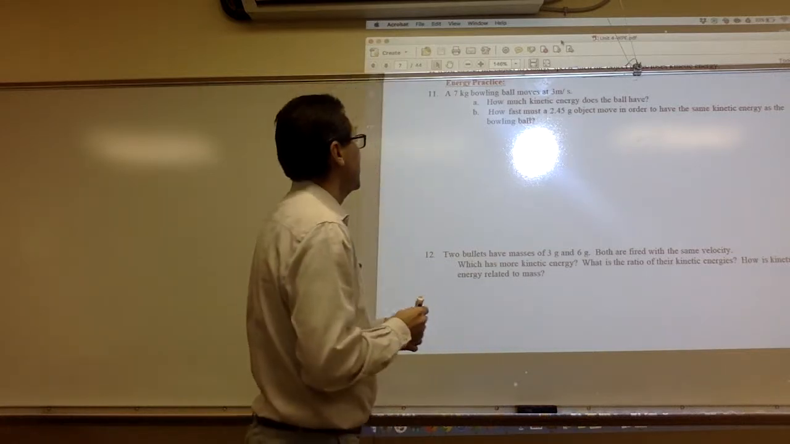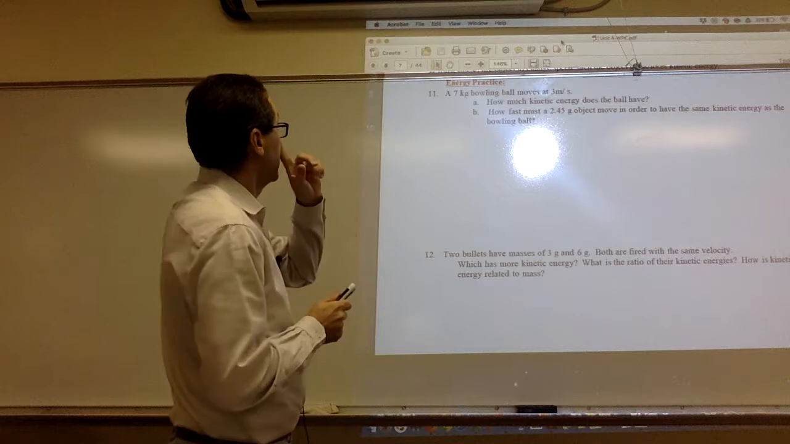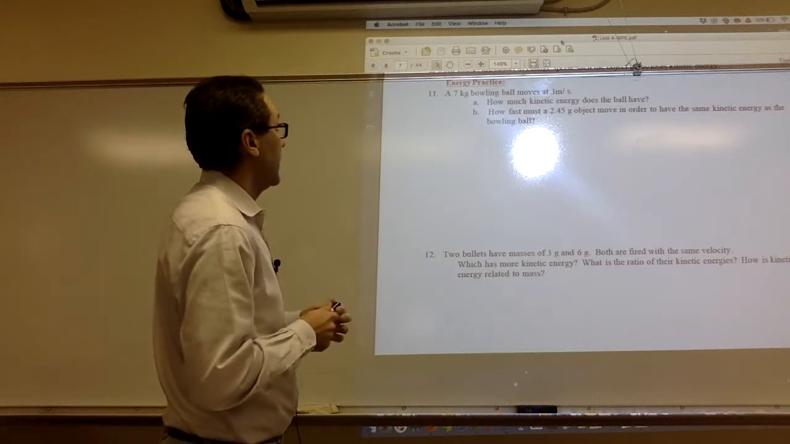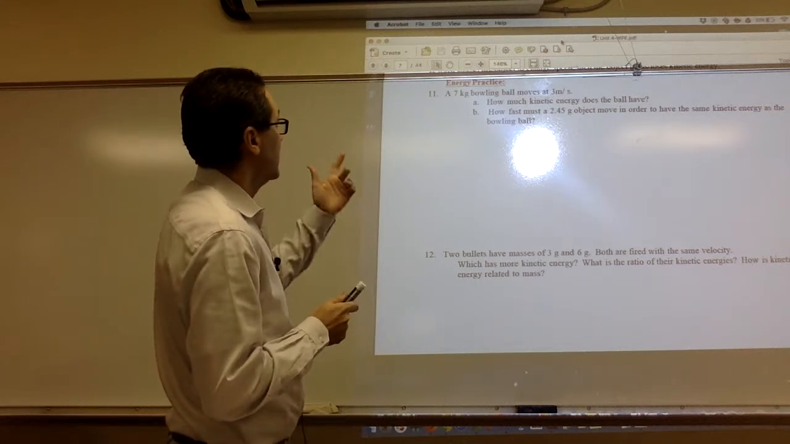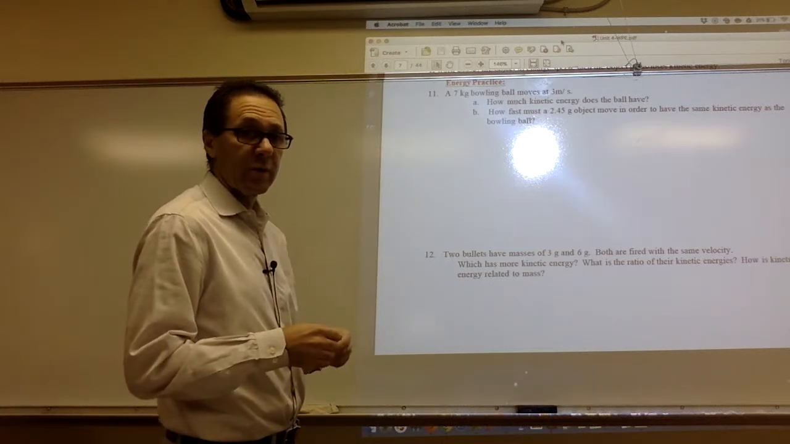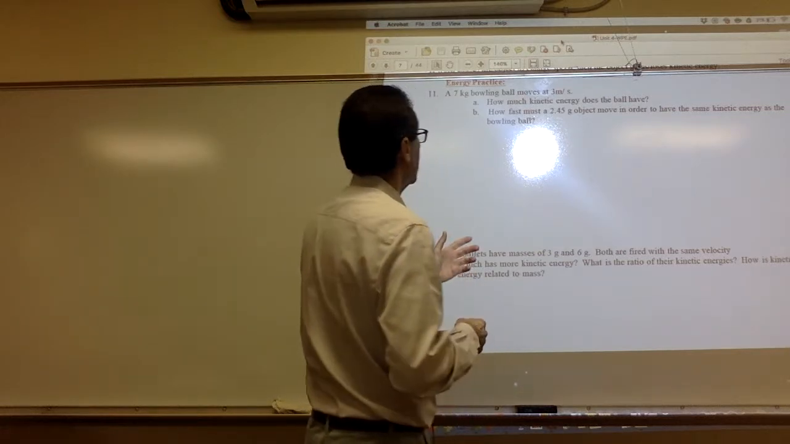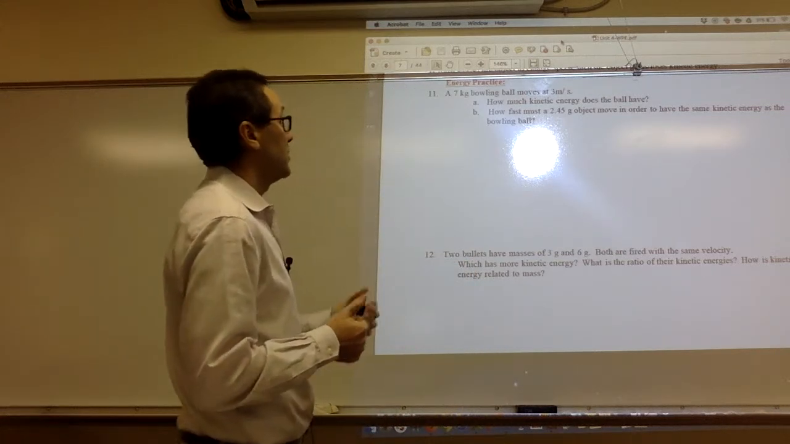Hi, I'm going to be working out the problems on pages 7 through 9 in the work and energy packet. So the first one is going to be number 11. Anything that comes before that was already discussed in part 1 of the video. So it says a 7 kilogram bowling ball moves at 3 meters per second. How much kinetic energy does the ball have?